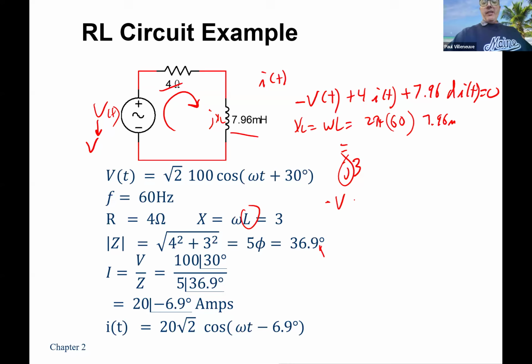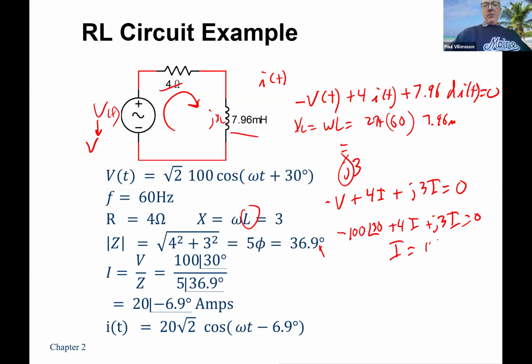You also can do it this way. Negative V plus 4I plus j3I is going to equal 0. Now I'll substitute my voltage, which I converted from a time domain quantity to a phasor quantity. So I have negative 100 at an angle of 30 degrees plus 4I plus j3I equal to 0. So I is equal to 100 at an angle of 30 divided by 4 plus j3. If you stick that in MATLAB or your calculator, you should end up with 20 at an angle of minus 6.9 amps.